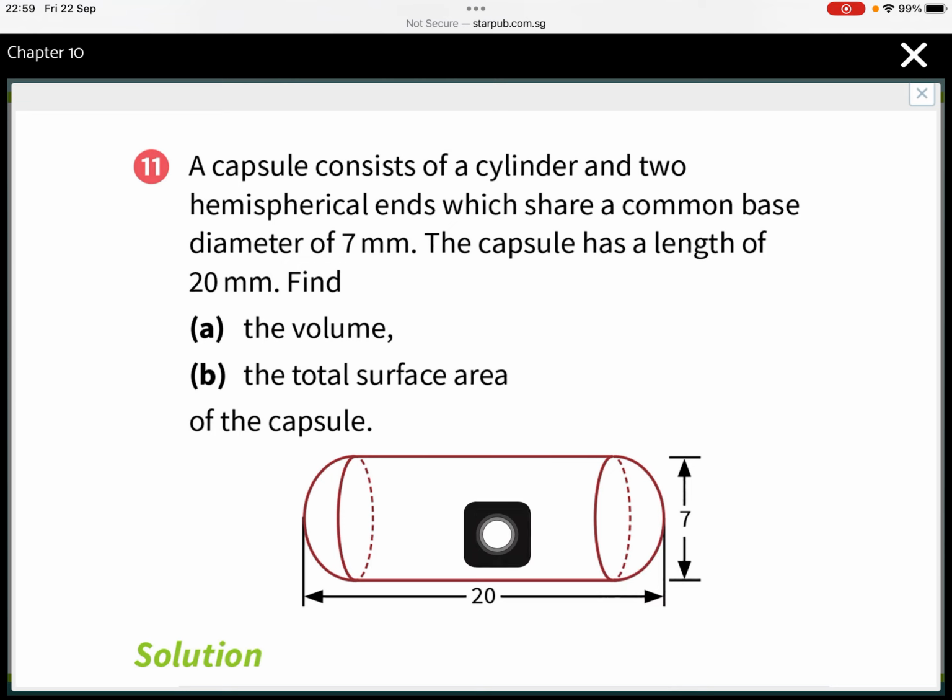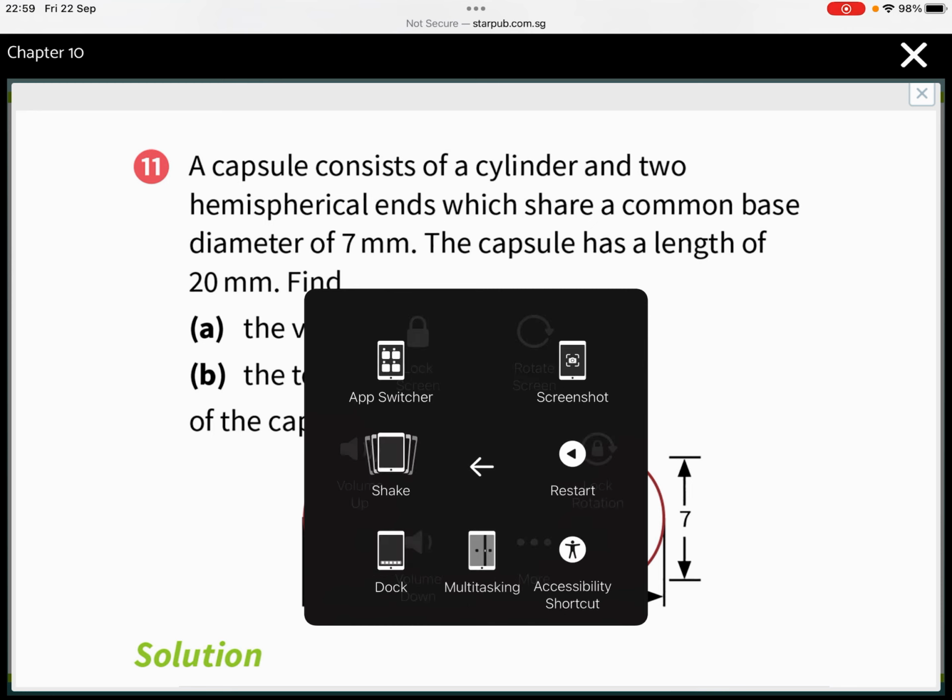So how do we find this? For spheres and cylinders, one of the very important dimensions that we need is the radius. Key thing to take note of over here, you are given the diameter of 7 mm, so you need to convert it into radius, which will give you 3.5 mm. Just let me do a quick drawing here.